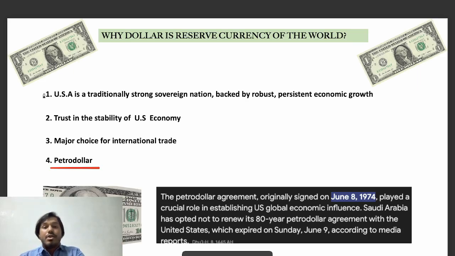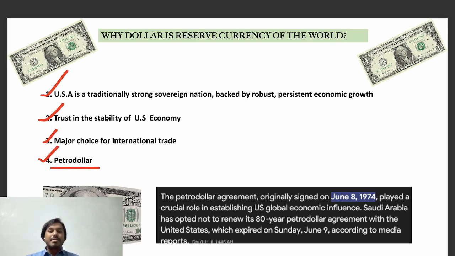You can see the US is economically strong, with a stable economy, a major choice for international transactions, and also the petrodollar. If you want to buy oil, you can only buy with the dollar. These are the reasons the US dollar is the major currency of the world.